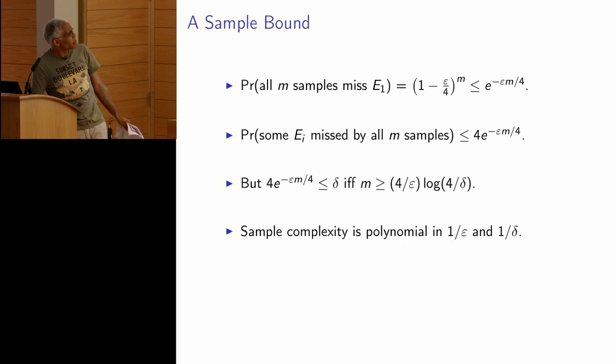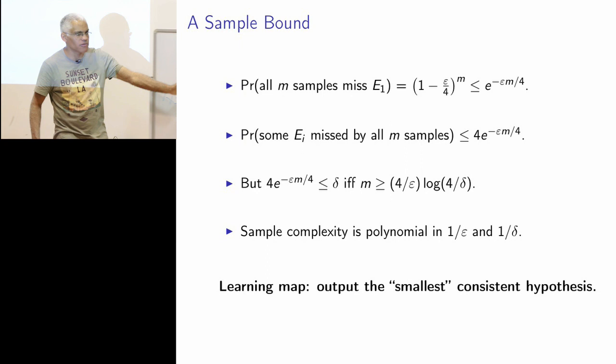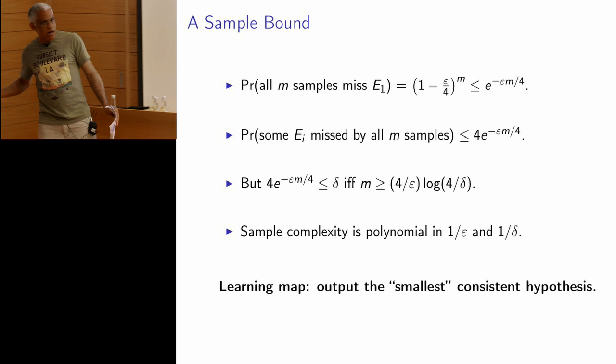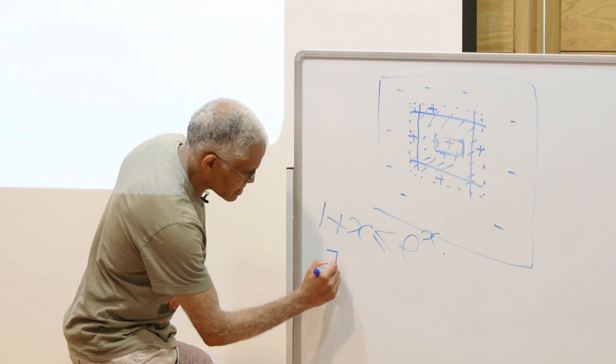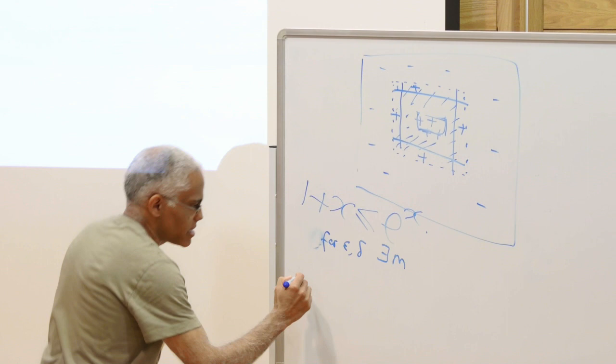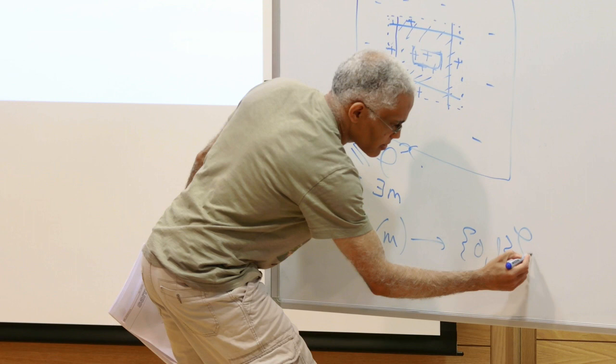So what have we proved? We've proved that the concept class of rectangles in R2, so axis-aligned rectangles, is PAC-learnable. It admits a learning map, so let's be very explicit about that. What is the learning map? Again, given epsilon and delta, there exists an m, and a learning map H that takes labeled samples of size m and returns a function. Here, the learning map is actually going to return a rectangle.